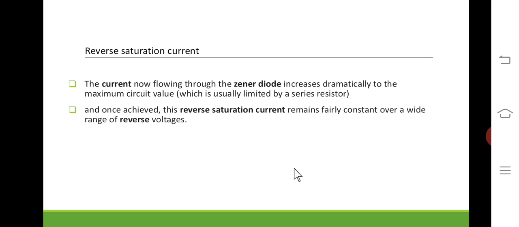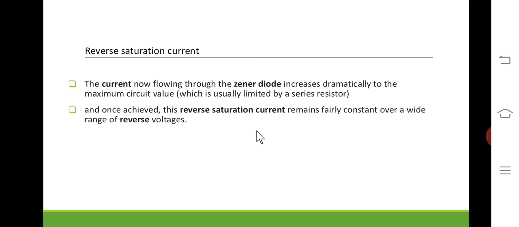Next, let us study what we mean by reverse saturation current. The current flowing through the Zener diode increases dramatically to the maximum circuit value, which is usually limited by the series resistor. Once this is achieved, the reverse saturation current remains fairly constant over a wide range of voltage, and that current is called the reverse saturation current.